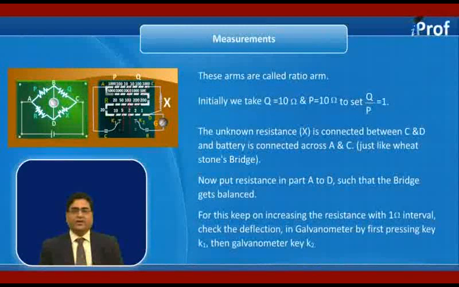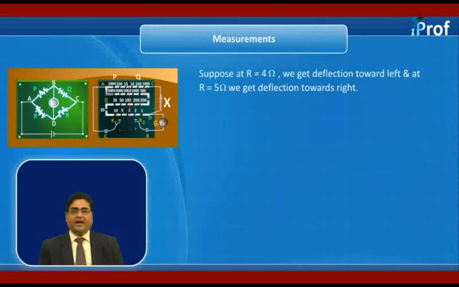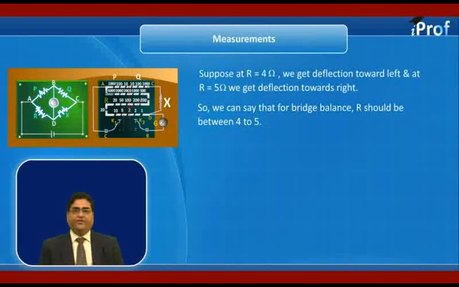For this, keep on increasing the resistance with 1 ohm interval. Check the deflection in galvanometer by first pressing key K1 and then galvanometer key K2. Suppose at R equal to 4 ohm, we get deflection toward left, and at R equal to 5 ohm, we get deflection toward right. So we can say that for bridge balance, R should be between 4 to 5.